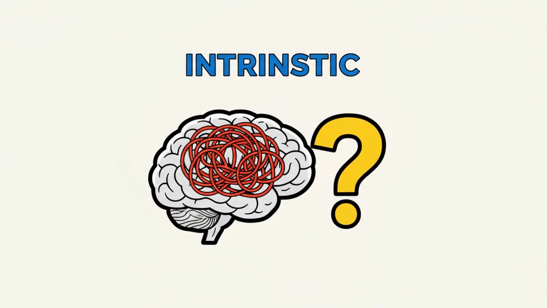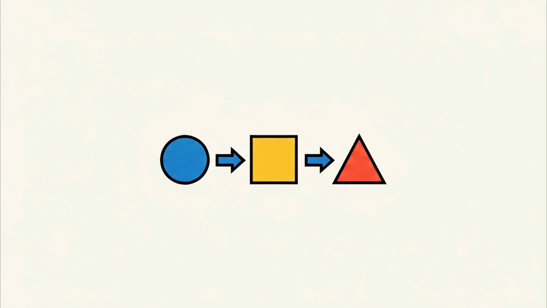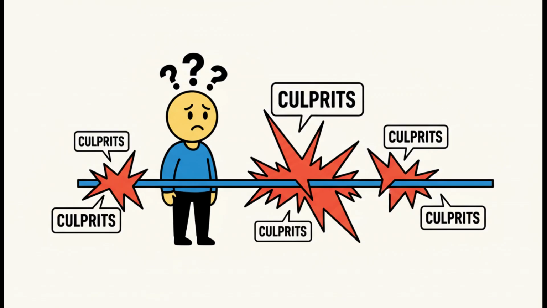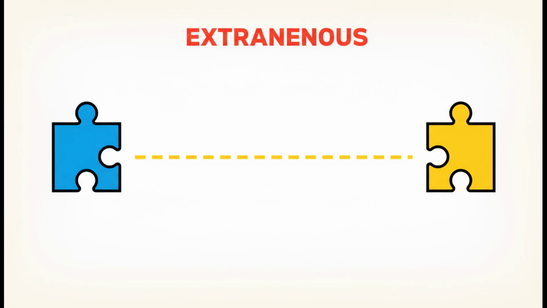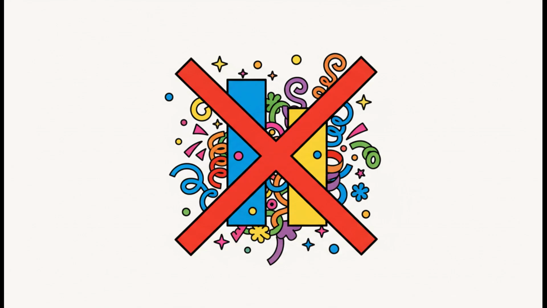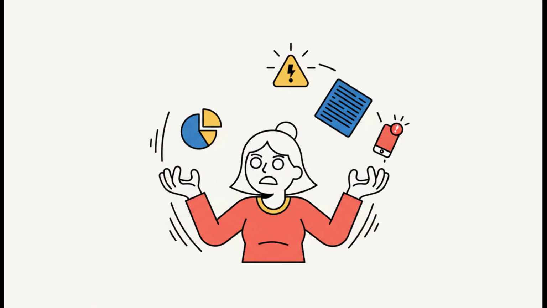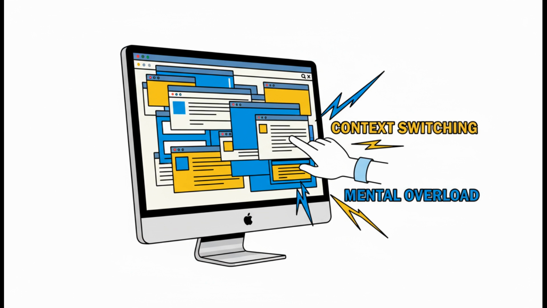Intrinsic. Is the task inherently complex? If yes, pre-train the parts and sequence into chunks. If no, but it still feels hard, look for extraneous culprits. Extraneous. Are related elements separated? Is there decorative stuff with no job? Are there too many concurrent elements? Are you forcing tab or window switches?